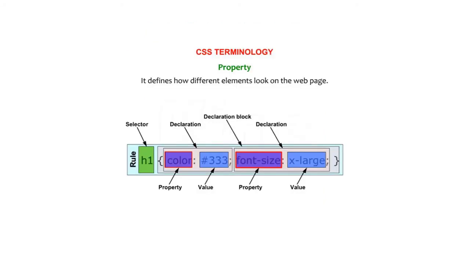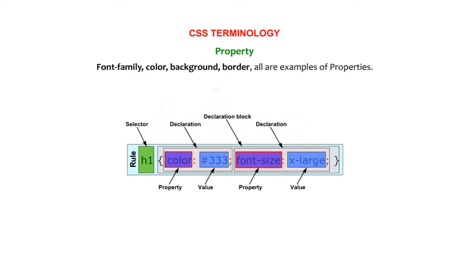Now let's learn CSS terminology. So, first of all, we will learn what is a property. It defines how different elements look on the web page. Font family, color, background, border, all are examples of properties. A property appears before the colon in any line of CSS. Next is value. A value is what appears immediately after the colon in any line of CSS. It is the option chosen for a property.